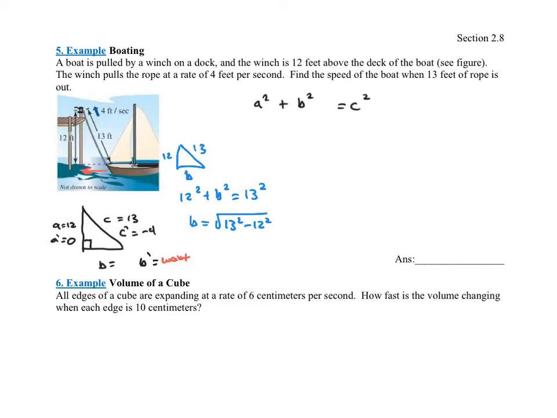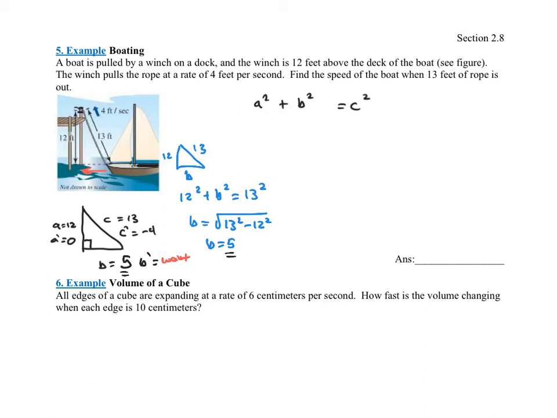Remember, when I take a square root, there's both a positive and negative answer, but the negative answer here doesn't mean anything. Go ahead and put that into your calculator, and I'm getting B has to be a value of 5. So at that exact moment, the boat is 5 feet. Let me clear that up so you can see that a little better. The boat has to be 5 feet away from the dock.